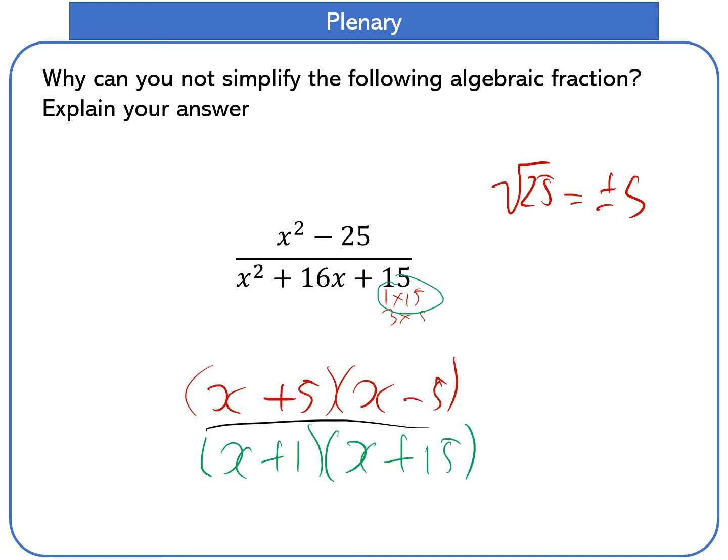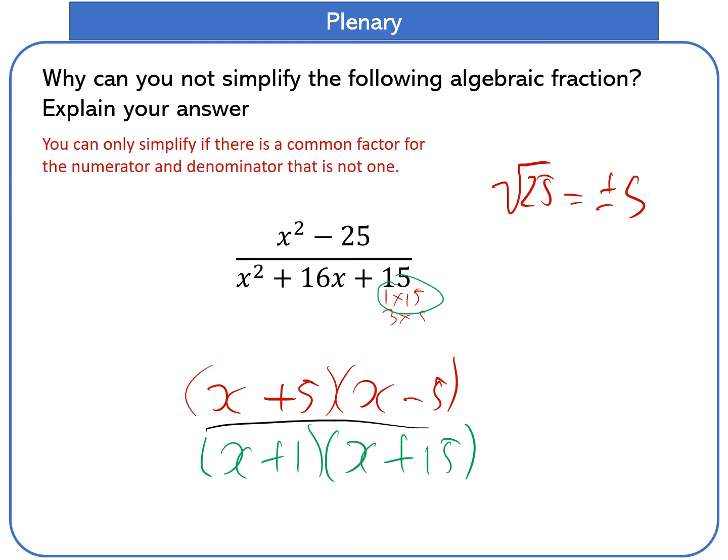Now, can I cancel anything out? No. So even though I've been able to factorise both the numerator and denominator, I can actually only simplify if I have a common factor for the numerator and the denominator that isn't 1, and that's not the case here. So my answer is no. It's not possible, and here's my model answer.